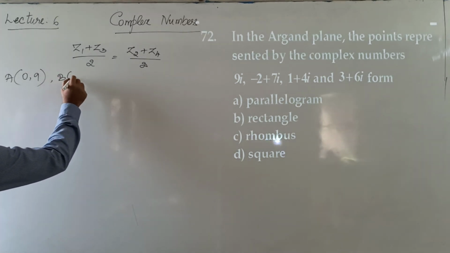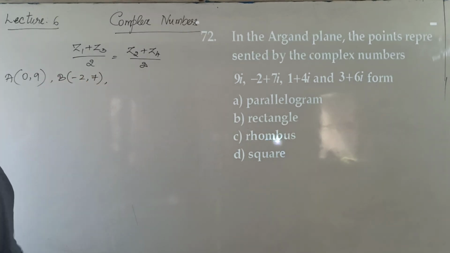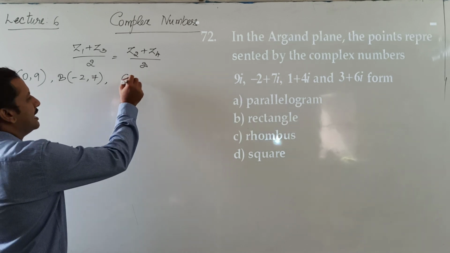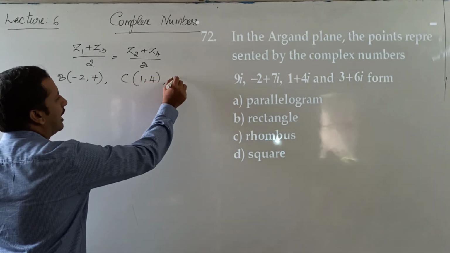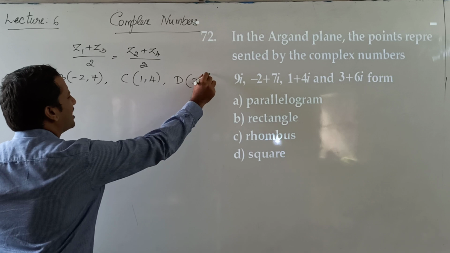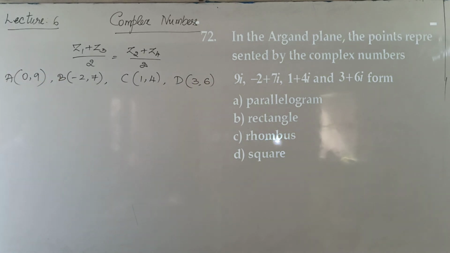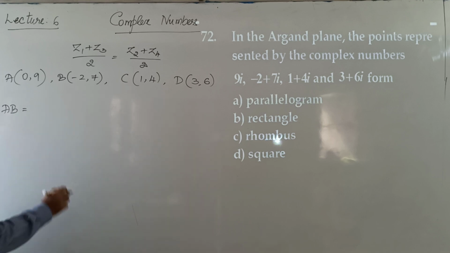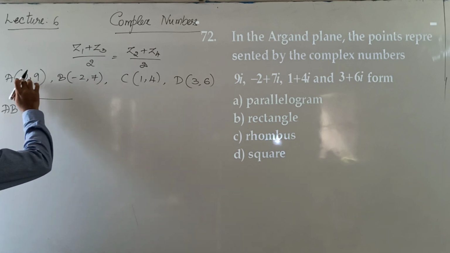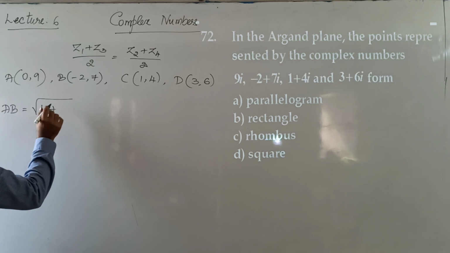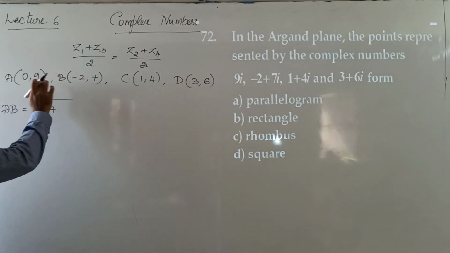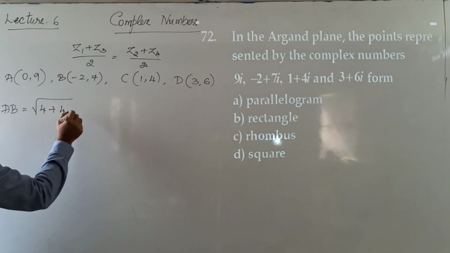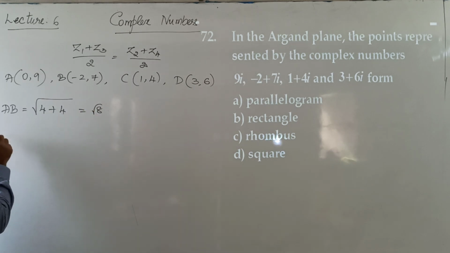Then B is minus 2 plus 7i, which is (minus 2, 7). C is (1, 4) and D is (3, 6). I'll find the distance between these points. AB is equal to the square root of (minus 2 minus 0) whole square, which is 4, plus (7 minus 9), which is minus 2, whole square, which is 4. This will give you root 8.